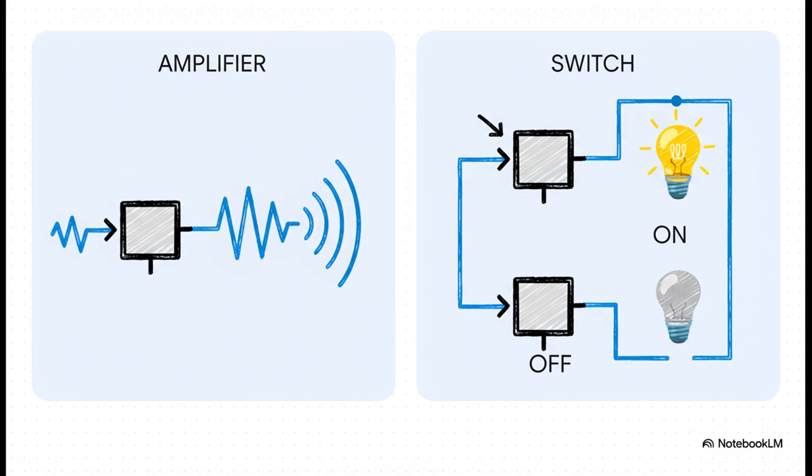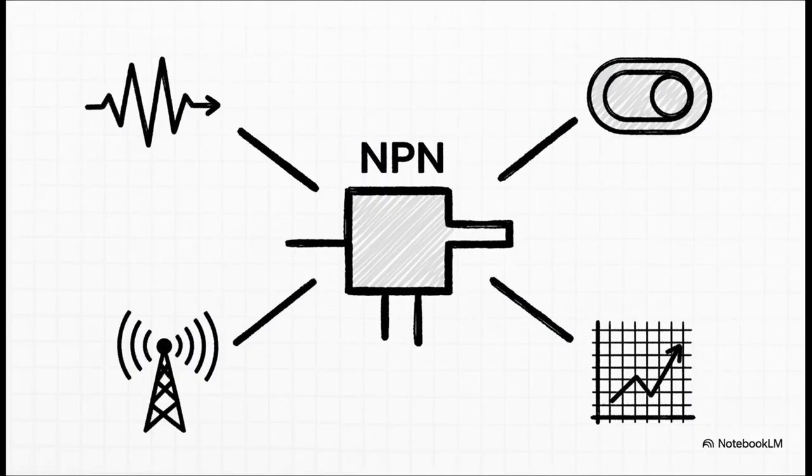And as a switch, we can use that same tiny base current to turn the big collector current completely on, or completely off. And that simple idea of on and off, that, my friends, is the language of computers. It's the zeros and ones that power our entire digital world. And because it can do both of these things so well, the NPN transistor is everywhere. It's in the amplifying circuits in your headphones. It's in the lightning-fast switching circuits inside your phone's processor. Its versatility is just astounding.